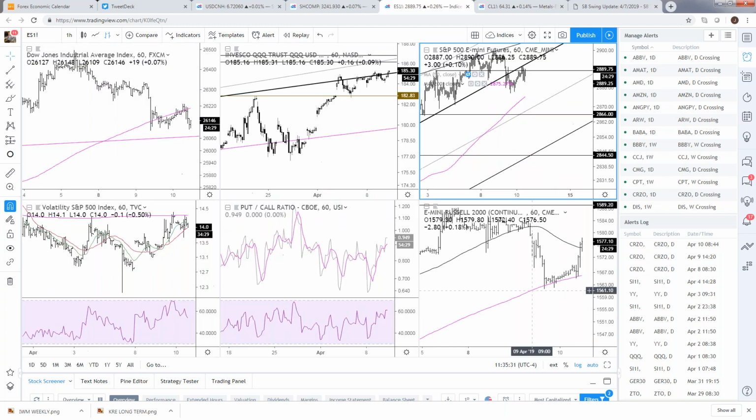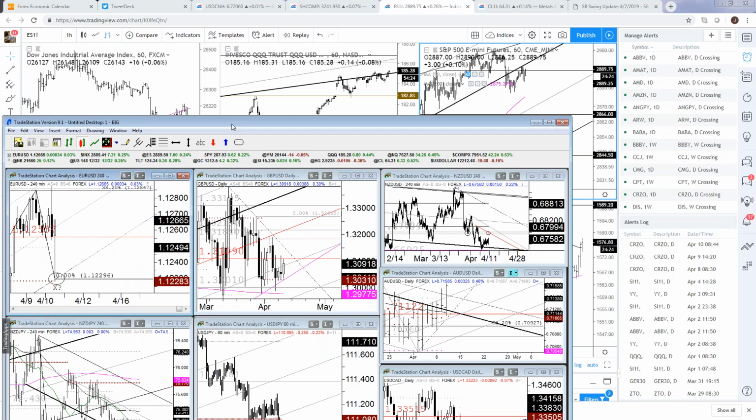All right, something else I want to do here. This is going to be a little different. So we're going to look at a couple sectors to give you an idea of the stock market.